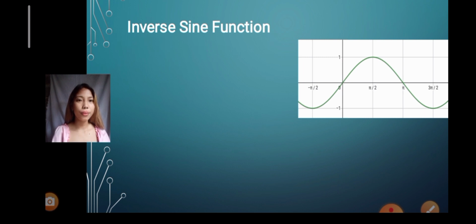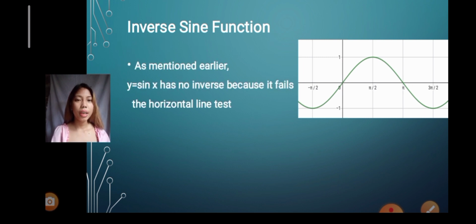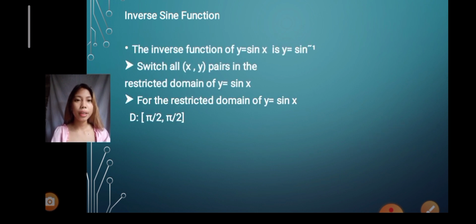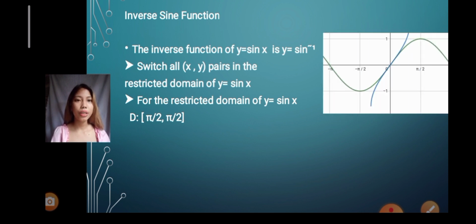So this is the graph of the sine function. As I mentioned earlier, y equals sin x has no inverse because it fails the horizontal line test. Inverse sine function: the inverse function of y equals sin x is y equals sin inverse x. Switch all x, y pairs in the restricted domain of y equals sin x. For the restricted domain of y equals sin x, our domain is -pi over 2 to pi over 2. So this is the graph of the inverse sine function.